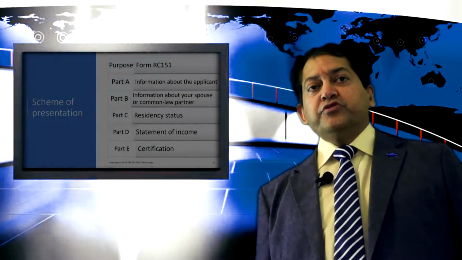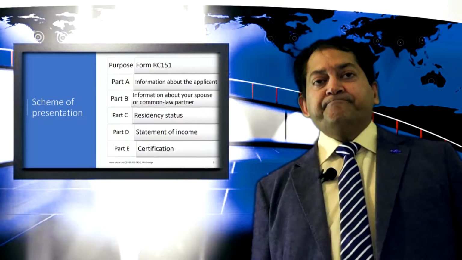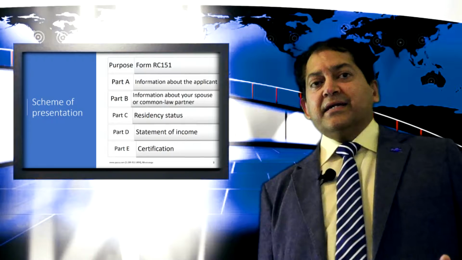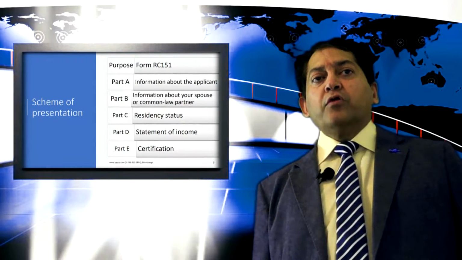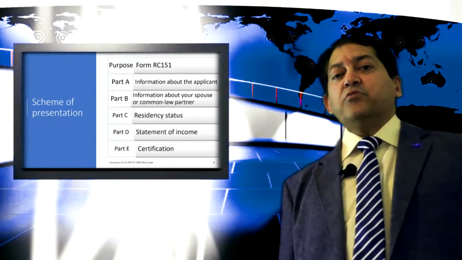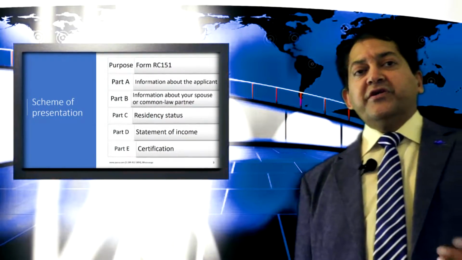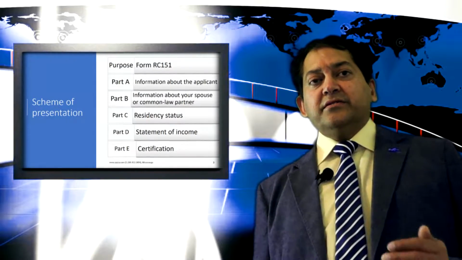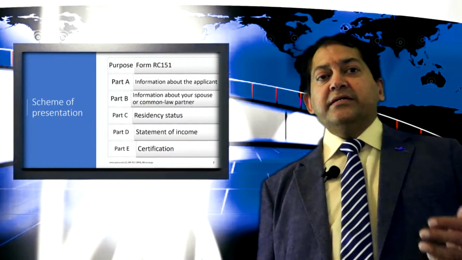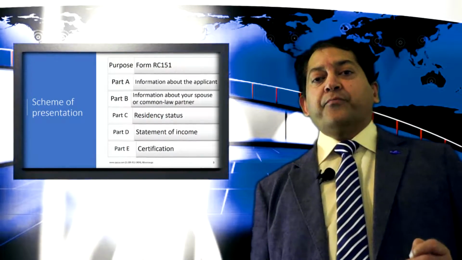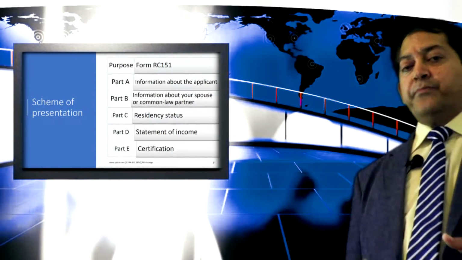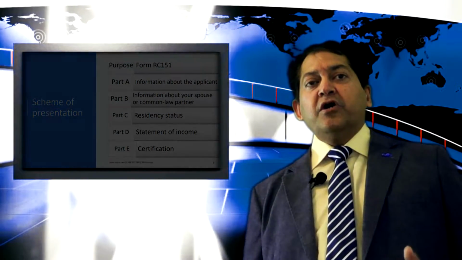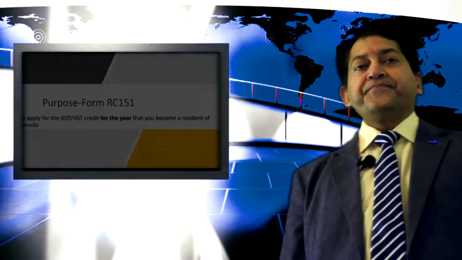Here's the scheme of presentation. If you just look at the screen behind me, you'll find that there are certain important areas that I'm going to share with you. First of all, we'll look into the purpose of form RC151, and then of course its different parts. As you can see from the screen, there are 5 important parts in this form: A, B, C, D, and E, and each part has a specific purpose. We'll look into what those specific purposes are and what care you have to keep in mind while filling up this form. Okay, we move forward.